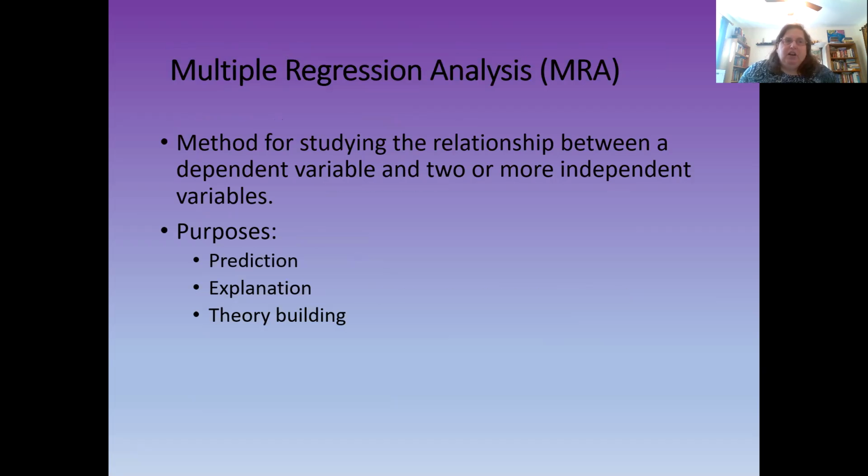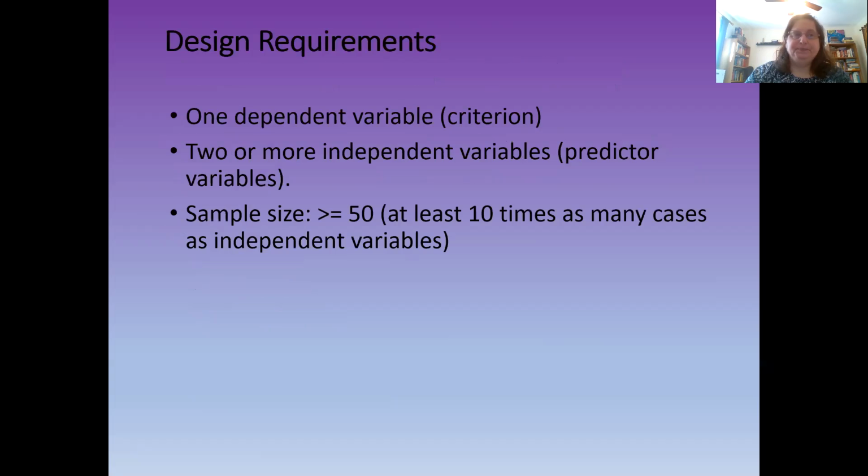So let's start off by talking about what multiple regression analysis is. It's a method for studying the relationship between a dependent variable, so we still just have one dependent variable, and 2 or more independent variables. That's what's different. With a simple linear regression, we just looked at one independent variable. Now we're going to look at 2 or more. Purposes, prediction. Just like with simple linear regression, we might also use it for explanation or for theory building. Okay, we might want to explain a concept or a theory using this.